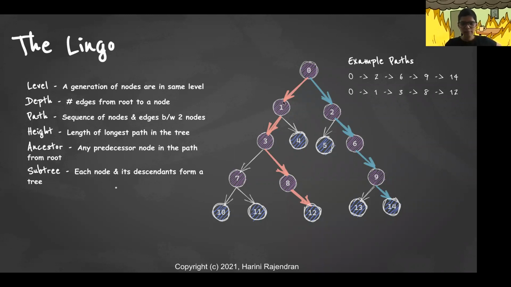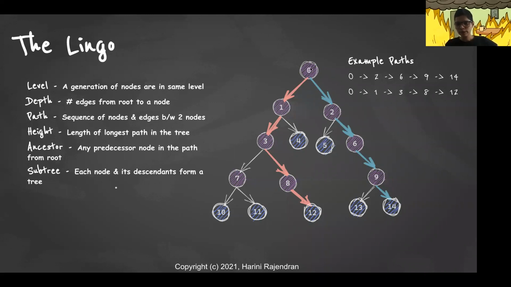And then the height of the tree. If we take a tree, there are many different paths in the tree, right? So if we take the length of all the paths in the tree and find the longest path in the tree and look at its length, that is nothing but the height of the tree.